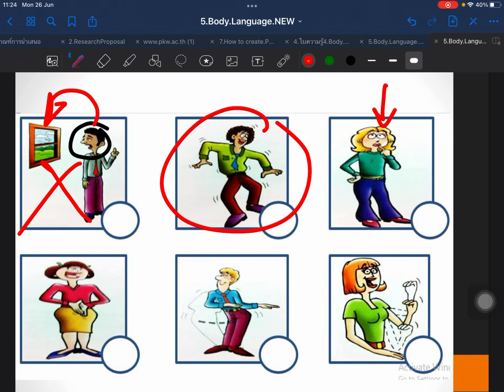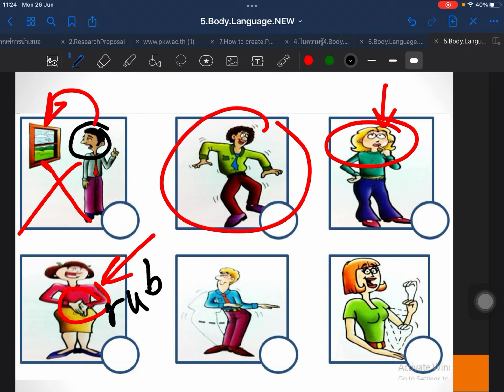And also the way she is looking at the stars, looking at the ceiling. So she doesn't look at the audience at all. That means it's not a professional way to give the presentation. This seems very good, right? But she is rubbing her hands. That is another gesture showing that she is so nervous. She's worried about the presentation. She's so concerned, she's not confident enough.